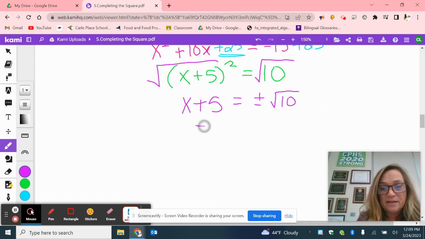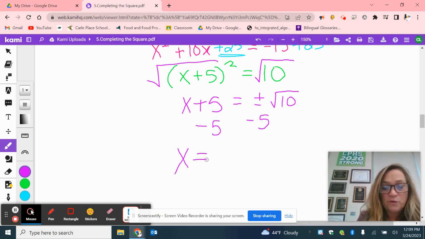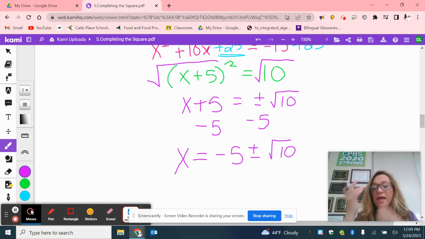Okay, the opposite of adding is subtracting. So I get x equals negative 5 plus or minus the square root of 10. That is an answer. It's an irrational answer, and that's fine. Not all answers are rational. Not all numbers are rational. That's why we have rational and irrational.